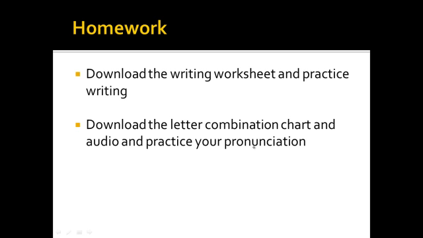Okay, and now we have our homework slide. Please download the writing worksheet and practice writing these letters, Thaa and Alif Hamza. And also download the pronunciation and reading sheet and upload your audio file to the course website.